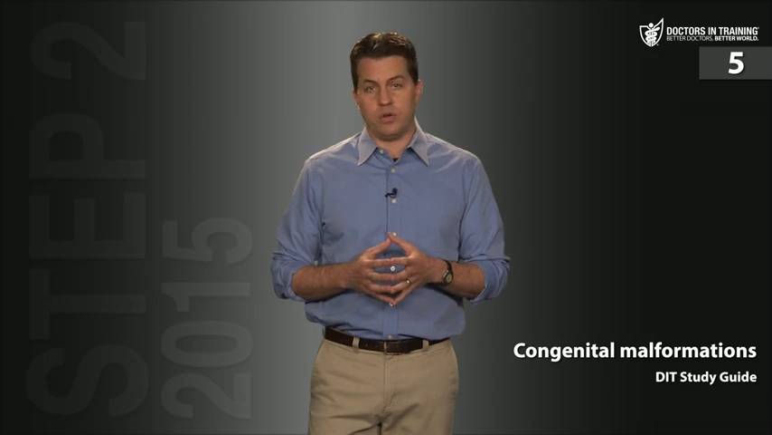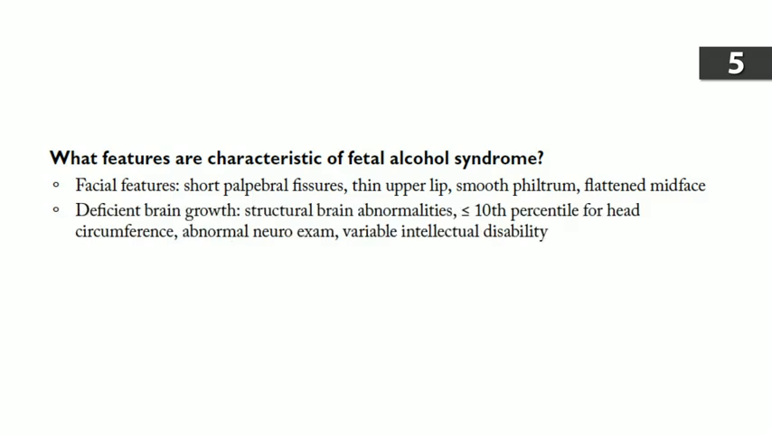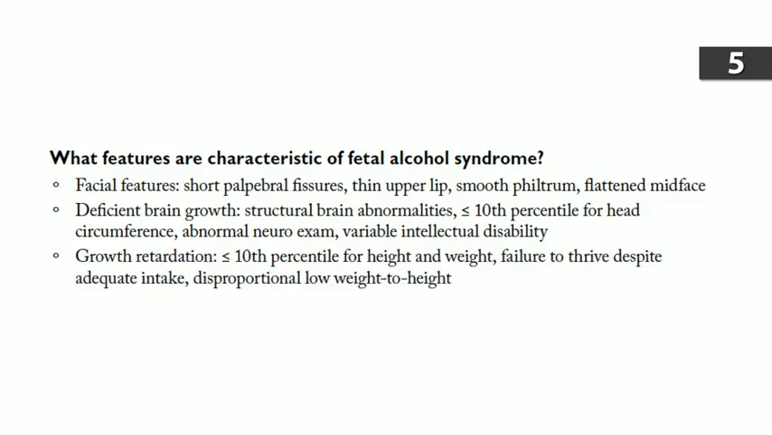Next question. What features are characteristic of fetal alcohol syndrome? Facial features include short palpebral fissures, thin upper lip, smooth philtrum, and flattened midface. There is deficient brain growth, characterized by structural brain abnormalities, less than 10th percentile for head circumference, abnormal neuroexam, and variable intellectual disability. There's also growth retardation, characterized by less than 10th percentile for height and weight, failure to thrive despite adequate intake, and disproportionately low weight to height.